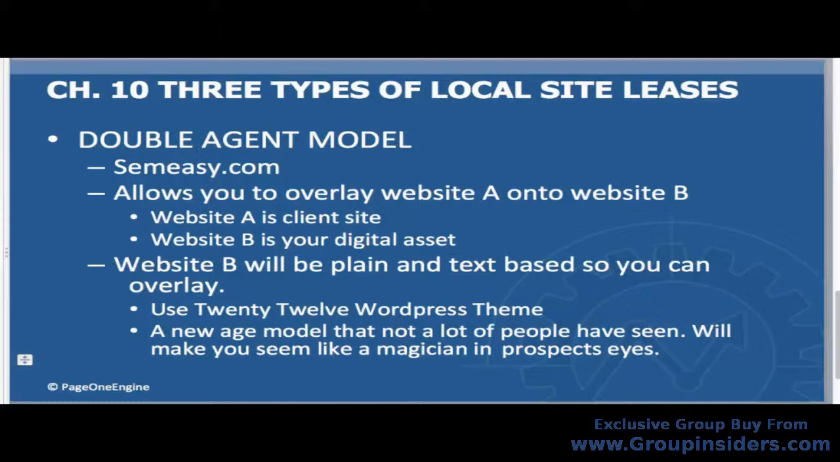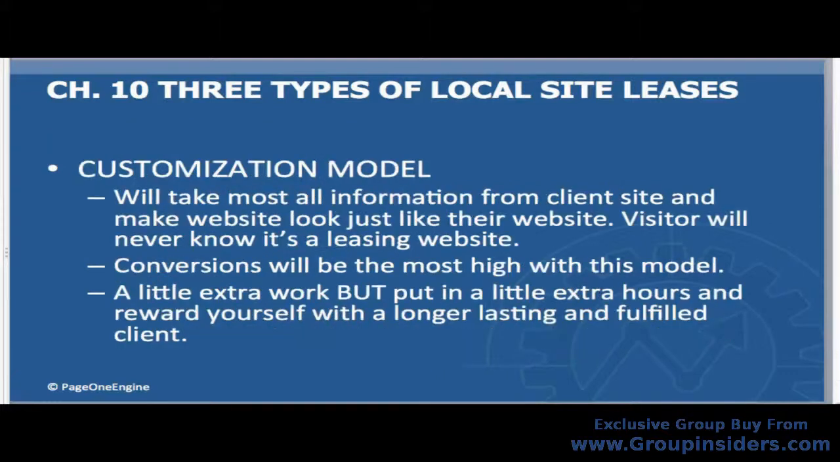With the double agent model, your website should be as plain as possible. What I mean is you want a WordPress theme that has little coding on it. So what I do is use the 2012 theme. I just build out the website like I would with a branded site, install the plugin, and just start overlaying potential client websites.